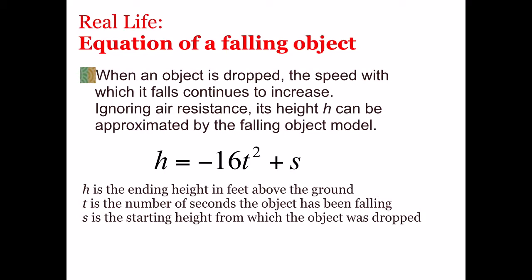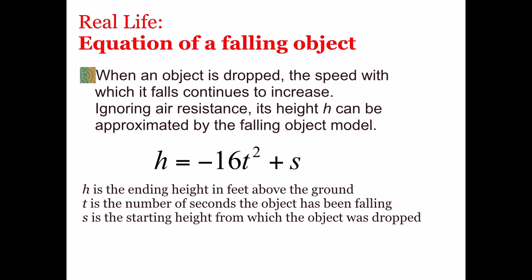t is the time in seconds that the object has been falling. Okay, so if I haven't released it yet, I'm about to release it, then my time would be 0. s is the starting height from which the object was dropped. Okay, so h is the height in feet above the ground, t is the time in seconds, and s is the starting height, wherever we started.